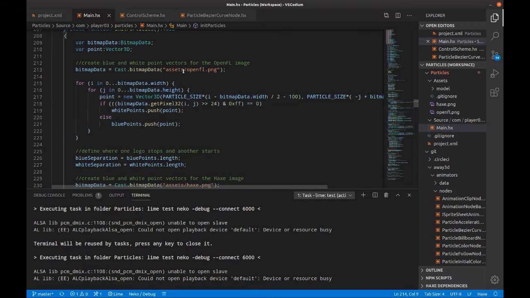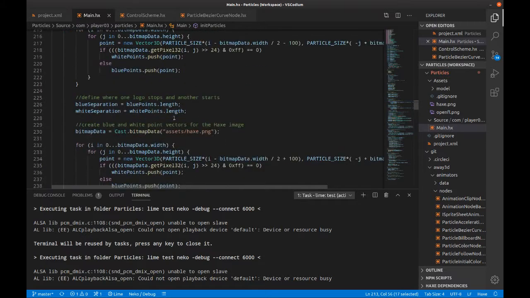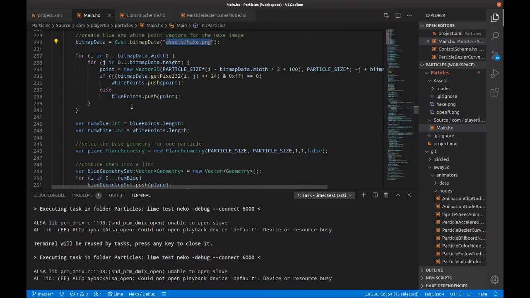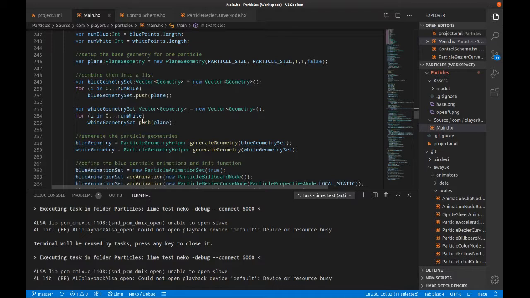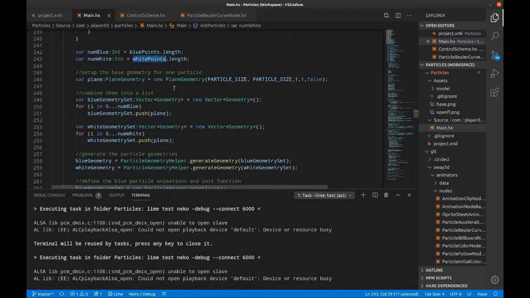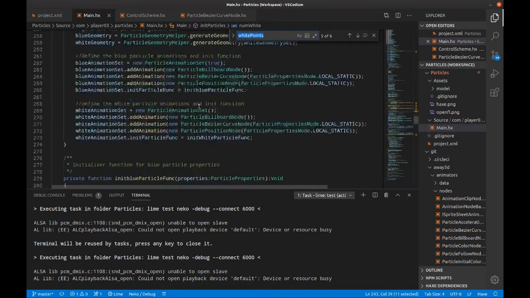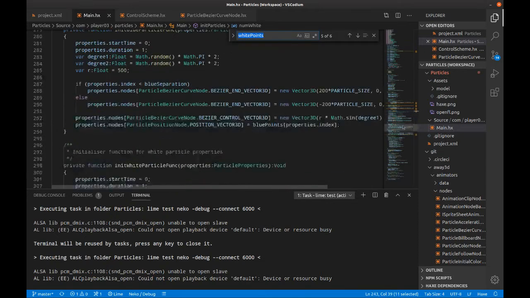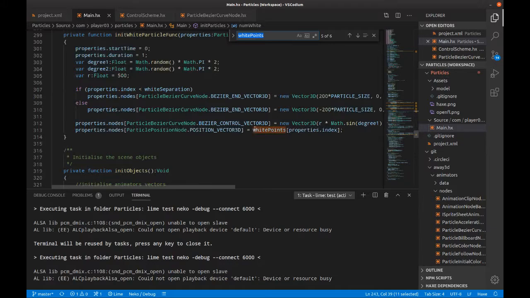Oh man, it does it once for OpenFL.png, once for hacks.png, and we end up with these things called white points and blue points. Which is just, it converted the bitmaps into a different format. What does it do with this? This data later shows up.